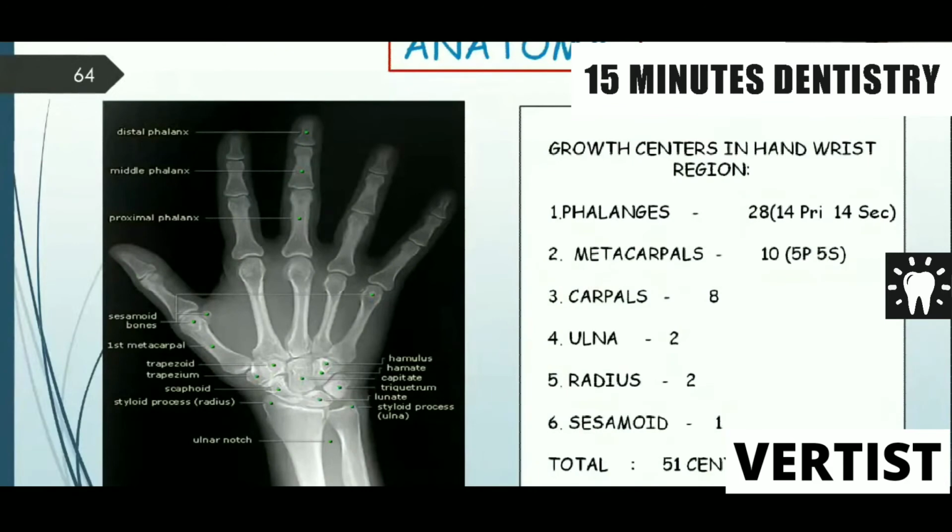This picture is showing you the anatomy of the hand, whereby you have a distal phalanx, middle phalanx, proximal phalanx, and the different bones. In the growth centers in the hand-wrist region, phalanges have 28 growth centers, that is 14 primary and 14 secondary. Metacarpals have 10 growth centers, 5 primary, 5 secondary. Carpals have 8 growth centers, ulna has 2, radius has 2, sesamoid has 1. In total we have around 51 growth centers in the hand anatomy.